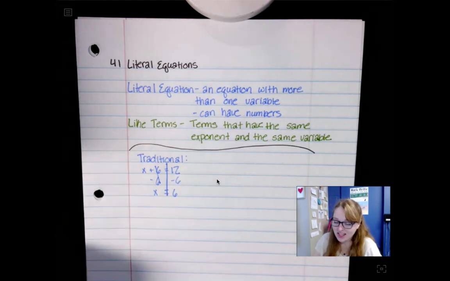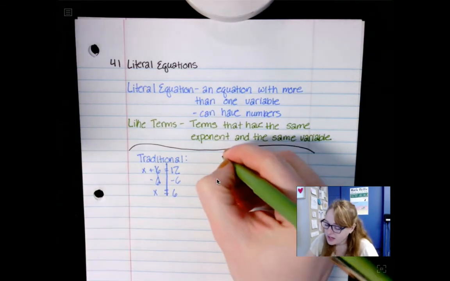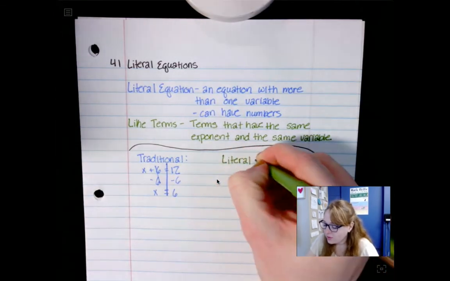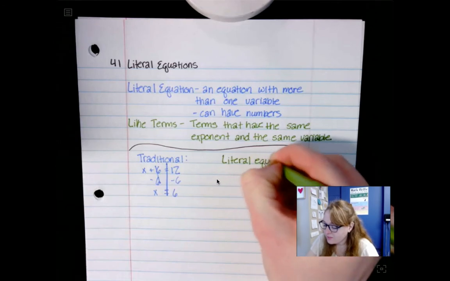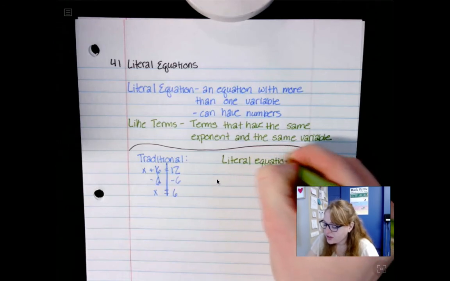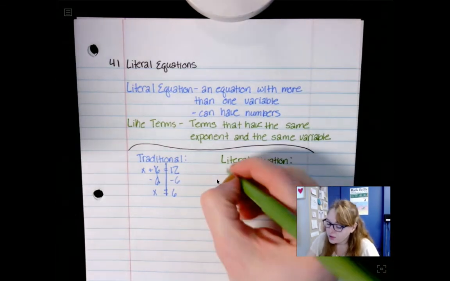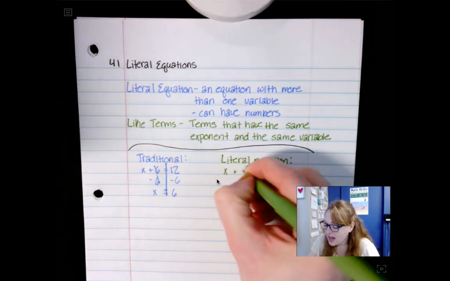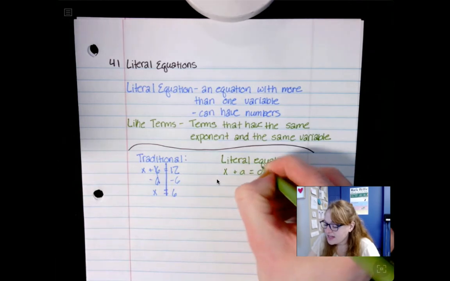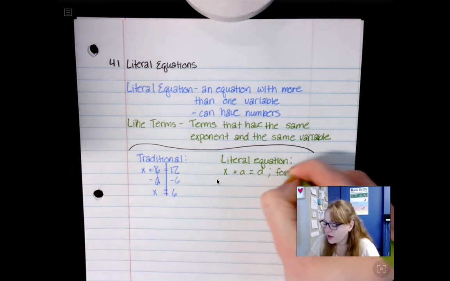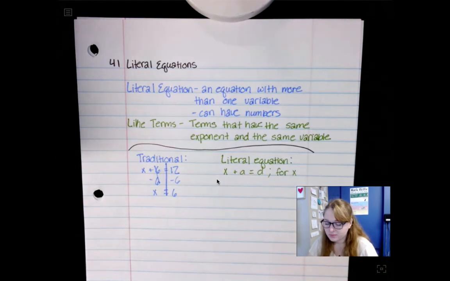However, like mentioned in the definition, literal equations doesn't always have numbers. So let's take a peek at what that looks like. I'm going to do the exact same equation, except instead of numbers, I'm going to write more variables. So we're going to have x plus a is equal to d, and then I have a little semicolon here, and it's going to tell us that we are solving for x.